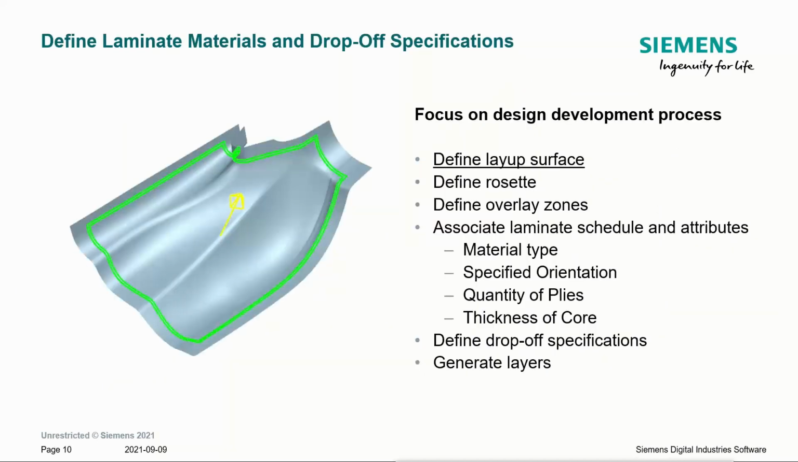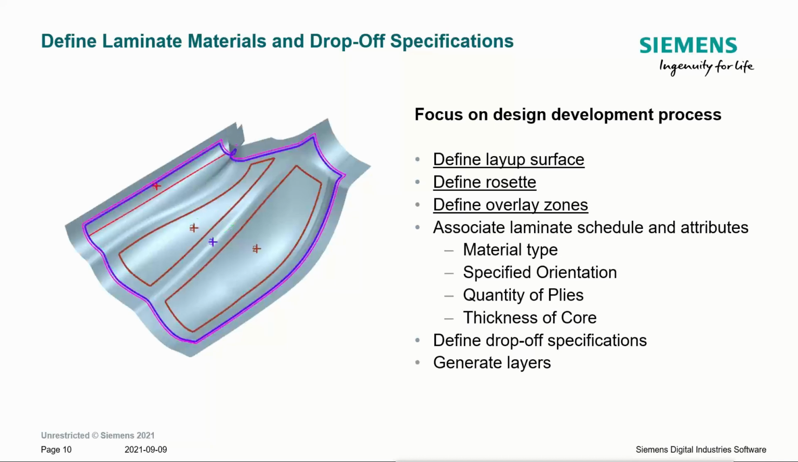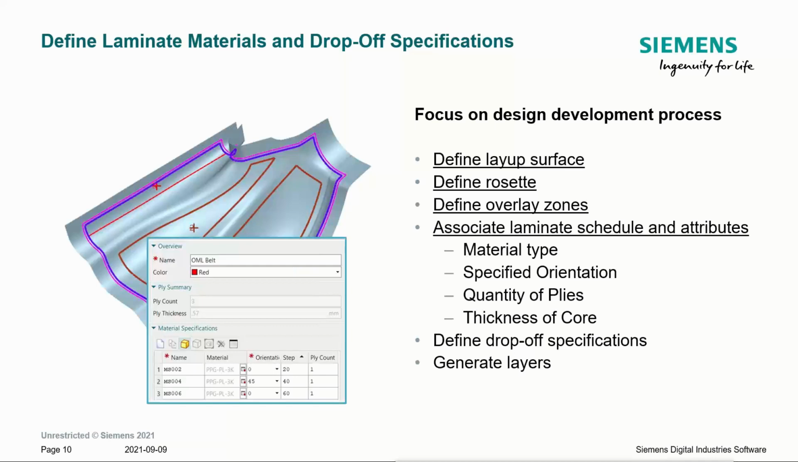So here's a very quick way of pointing out this process of the methodology. We define the laminate or layup surface in Fibersim. We then define the rosette, which orients the material for positioning the different orientations of material on the tool surface. And then we define the overlay zones, which you've seen shaded previously. So these are basically a few boundaries on the surface. And then go ahead and define a laminate spec to associate material to a given zone.